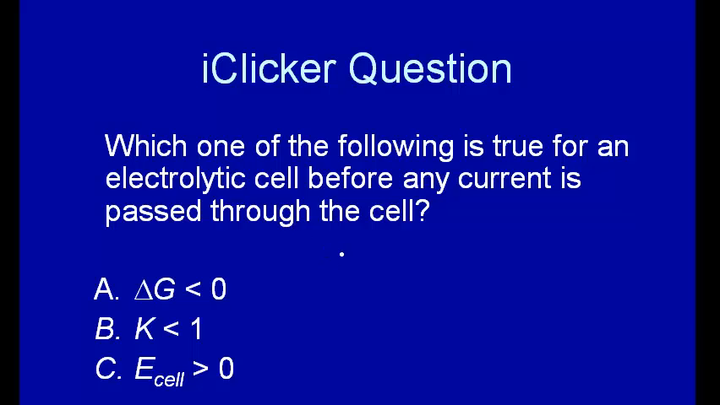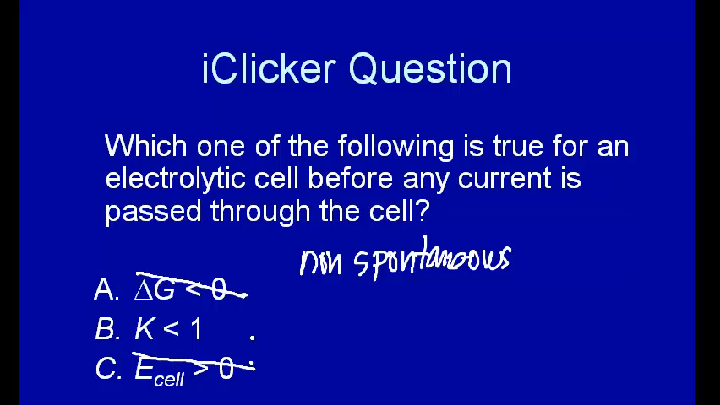The electrolytic cell is non-spontaneous, and we make it spontaneous by putting the battery in the circuit. So non-spontaneous, delta G equals 0, that's not spontaneous. E cell greater than 0, if it's greater than 0, that's spontaneous. So K is less than 1. Actually, that should be, well, K less than 1.